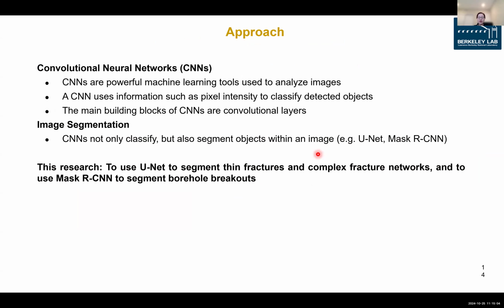So I think convolutional neural networks are not new. They have been well known to be powerful for analyzing images, and they use pixel intensity to classify detected objects. In convolutional neural networks, there are convolutional layers. They not only classify but also segment objects within the images. There are many different algorithms. The two that I'm talking about today are UNet and Mask R-CNN. I'll talk more later. We will use UNet to segment thin fractures and complex fracture networks, and use Mask R-CNN to segment borehole breakouts.